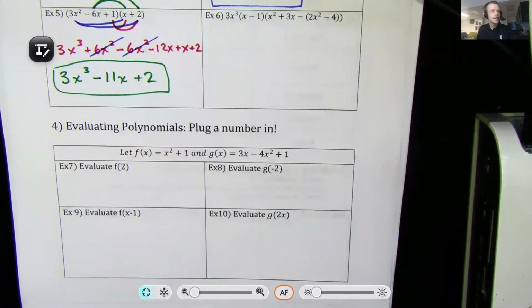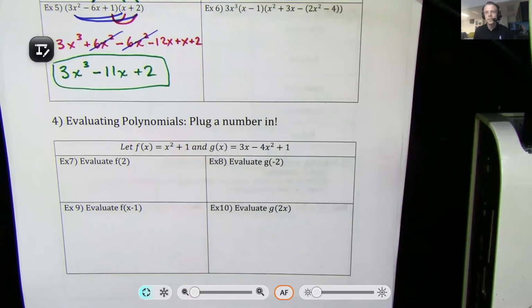Okay, so the next thing we're going to do is evaluate some polynomials. So we've added, subtracted, and multiplied, so now let's evaluate. When we evaluate, all we're doing is plugging things in. What I mean by that is we're replacing the x's with other things. Let's see how that works.